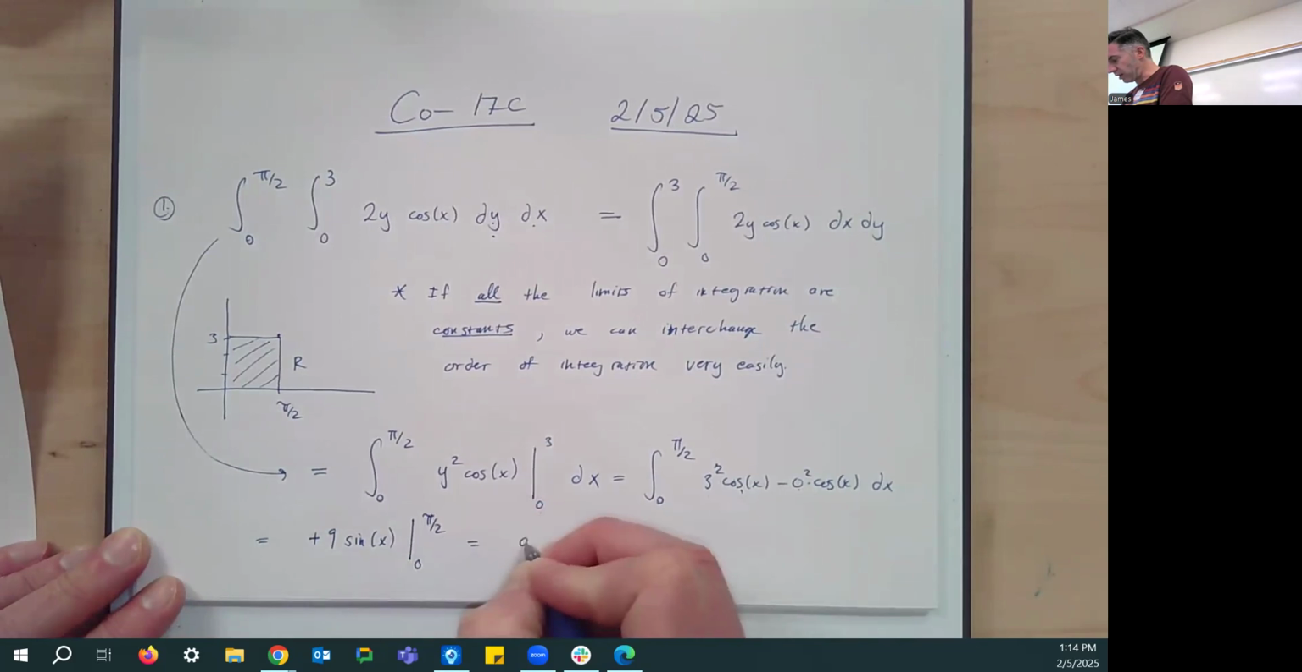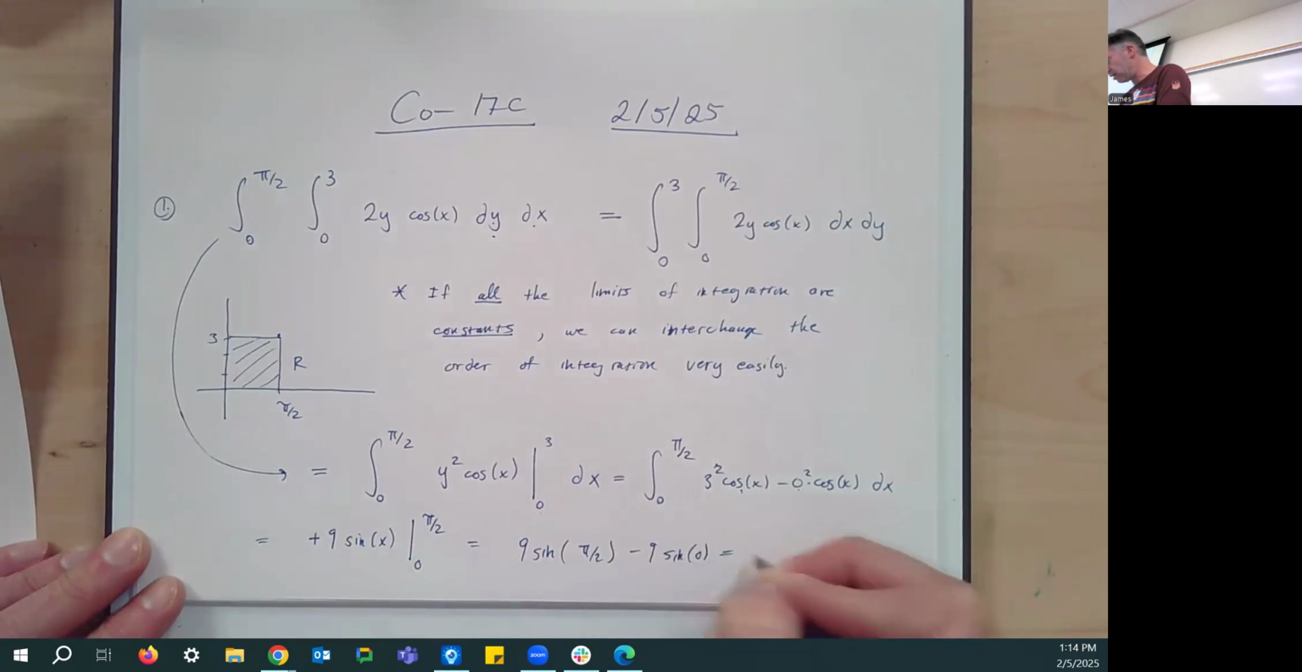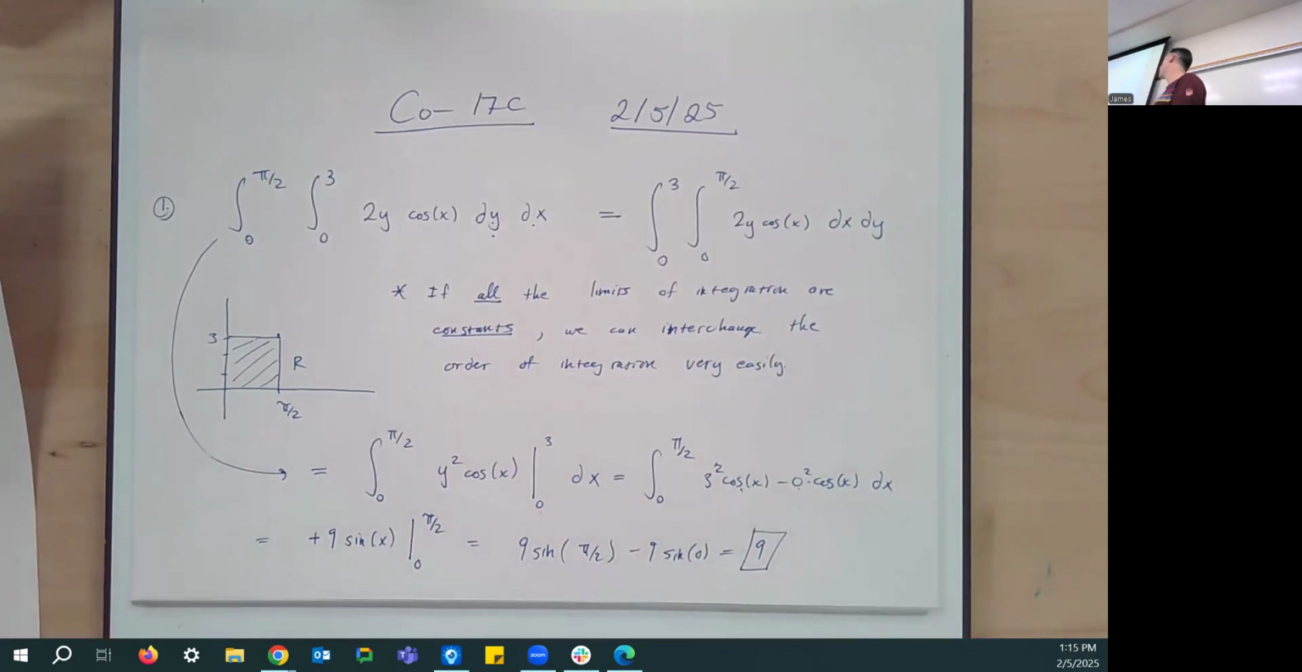We plug in and get 9 times sine of pi over 2 minus 9 times sine of 0, which is 9 times 1 minus 0, which is 9. Looks like the rectangle. Nothing more to do there.